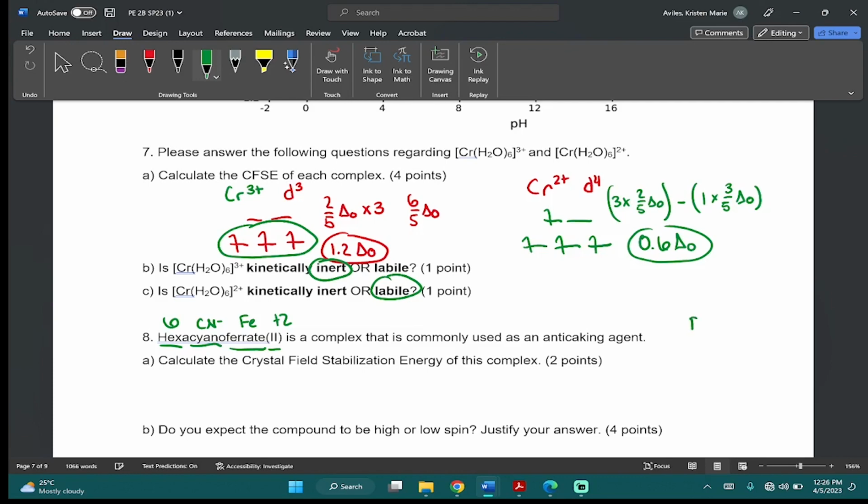So if I wanted to draw that, it would just be CN, CN, CN, CN, and CN, just like that.